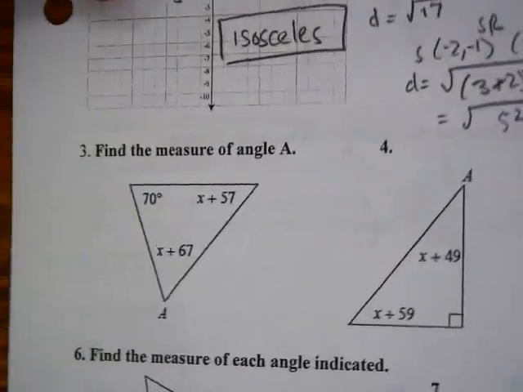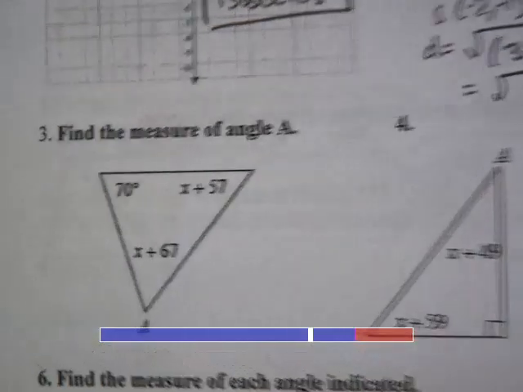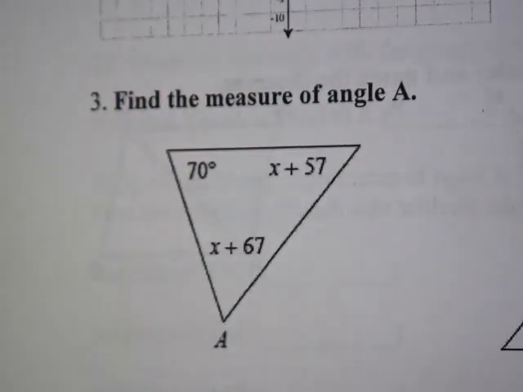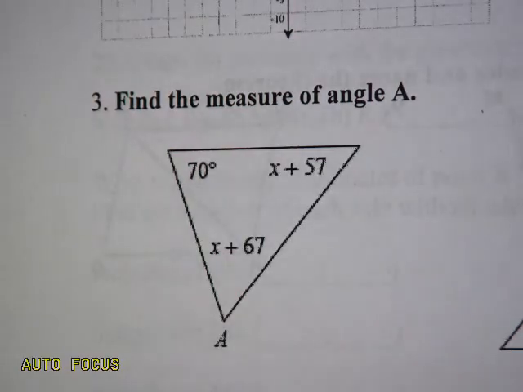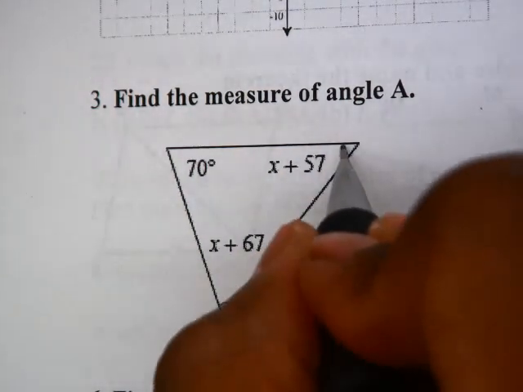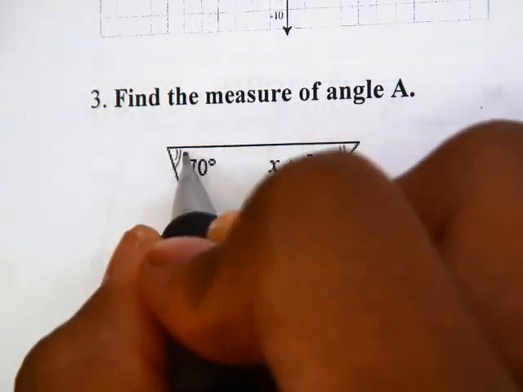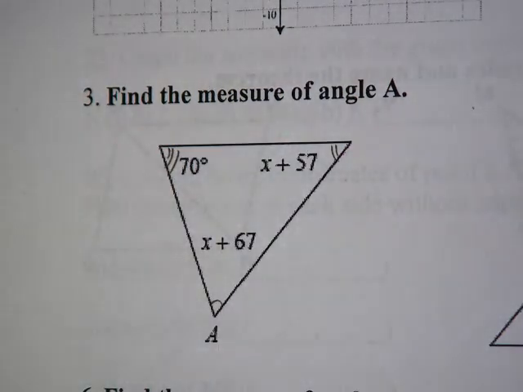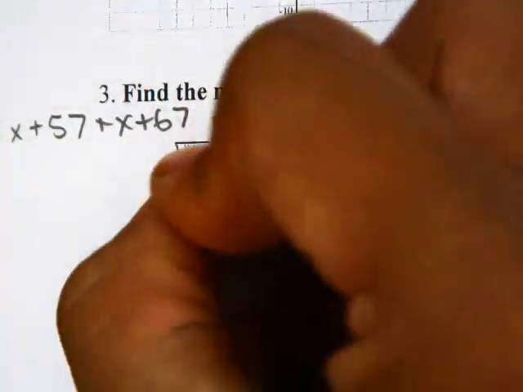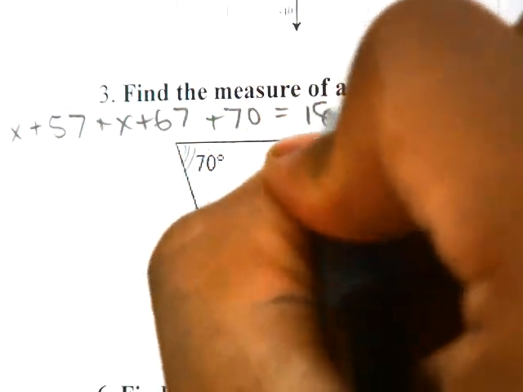In number 3, I'm supposed to find the measure of angle A. So I'm going to use the triangle angle sum theorem. I know all the angles in a triangle need to add up to 180. So I know that x plus 57 plus x plus 67 plus 70 has to equal 180 degrees.